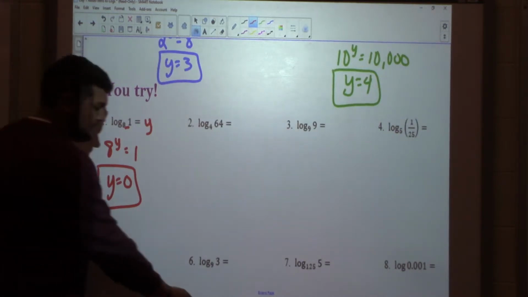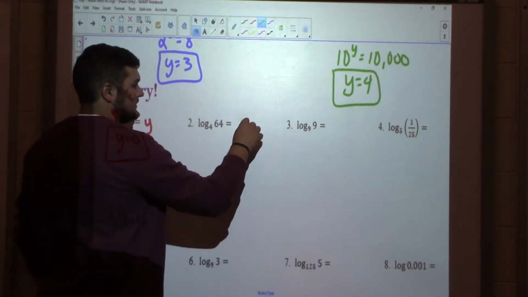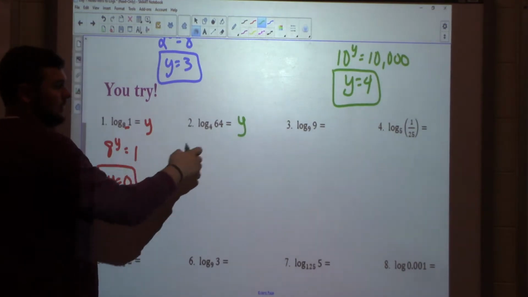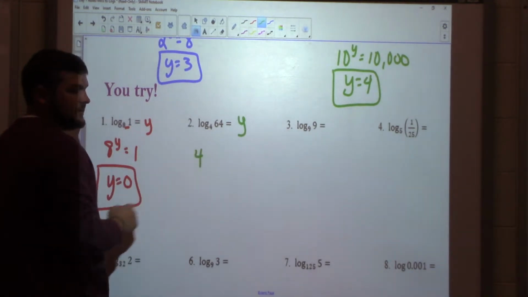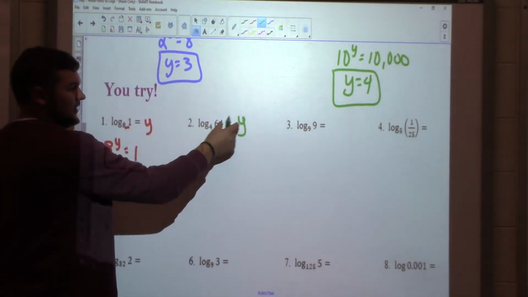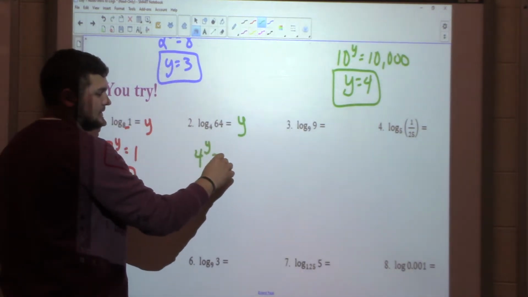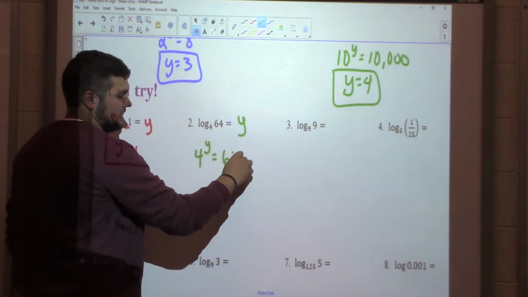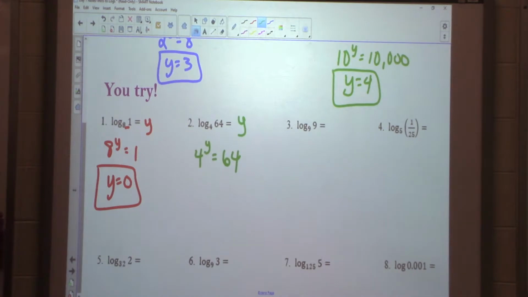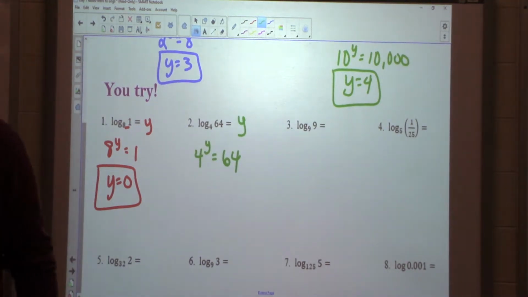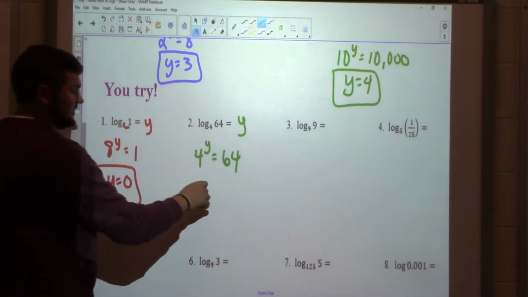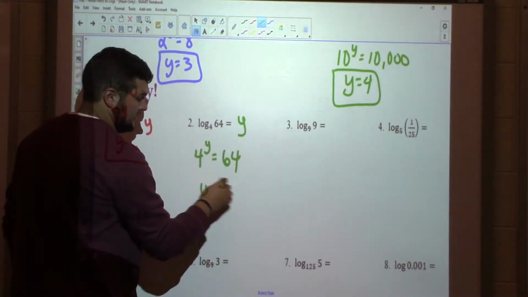Okay? Same thing. Put your next one to exponential form. Base of my log becomes the base of my exponent. What my log equaled becomes my exponent. And what I'm taking the log of is what it equals. So 4 to the y equals 64. 4 to what power equals 64? The third power. So y is going to have to equal 3.